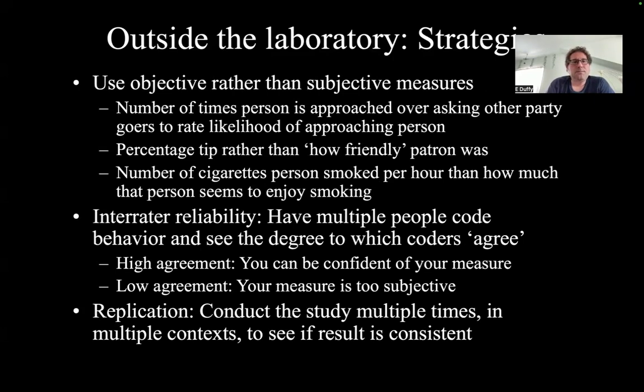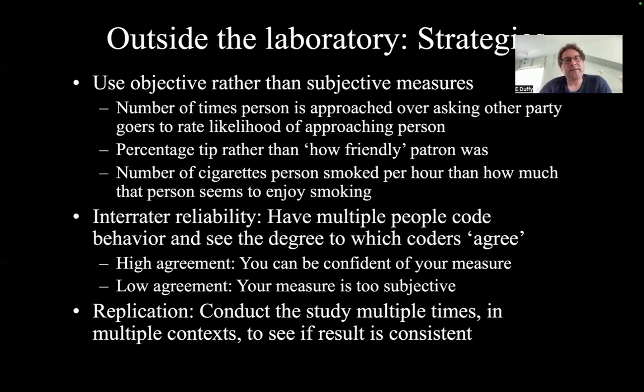So use objective rather than subjective measures. An objective measure is something which is really easy to observe. Subjective is more sort of one's own opinion. So the number of times a person is approached at a frat party, as opposed to asking other frat party goers to rate the likelihood of approaching a person, or the percentage tip versus a subjective rating of how friendly a patron was, or the number of cigarettes a person smoked per hour, rather than how much the person seems to enjoy smoking.